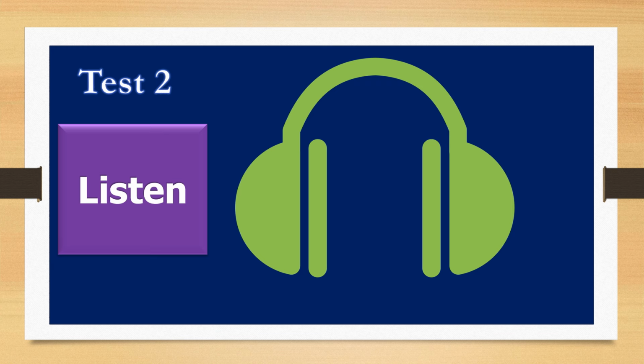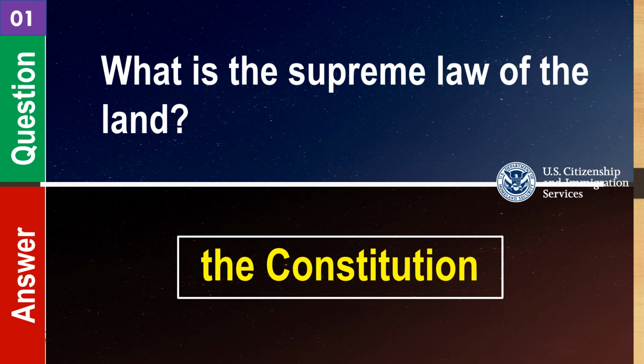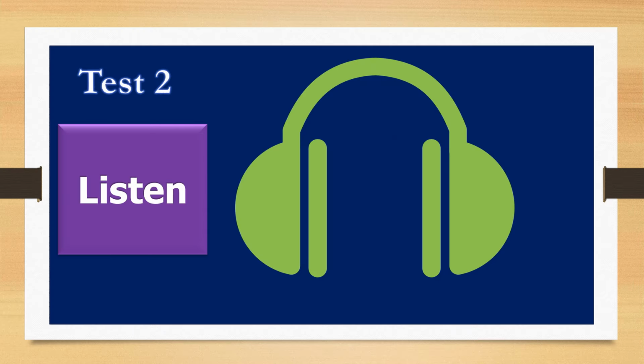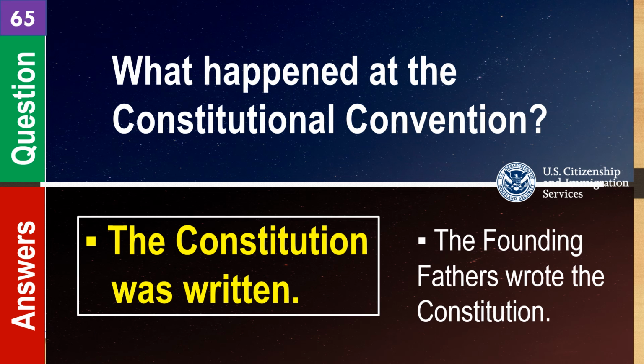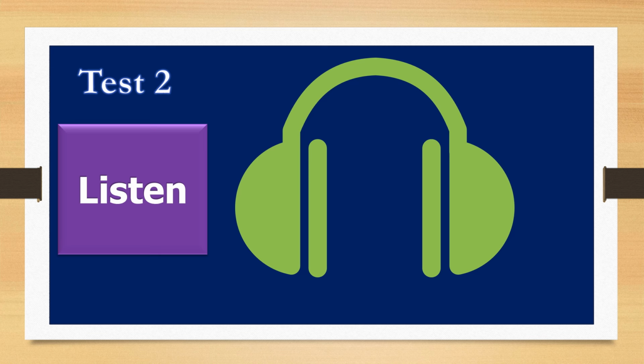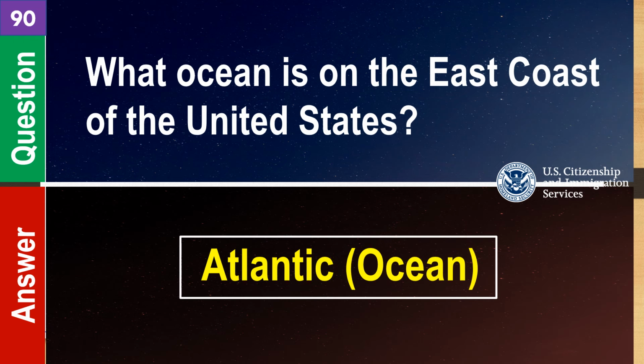What is the supreme law of the land? The Constitution. What happened at the Constitutional Convention? The Constitution was written. What ocean is on the east coast of the United States? Atlantic Ocean.